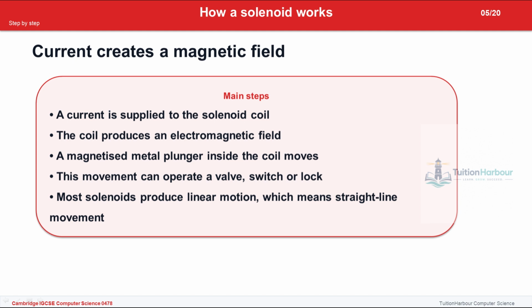How a solenoid works. First, current is supplied to the solenoid coil. The coil creates an electromagnetic field. The field moves a magnetized metal plunger. This movement can operate a valve, switch, lock, or another mechanical device.